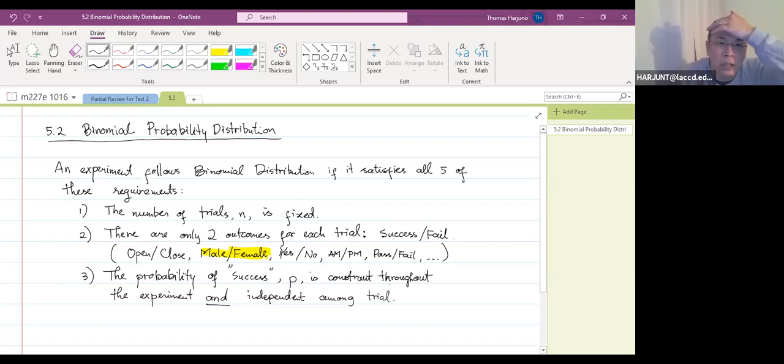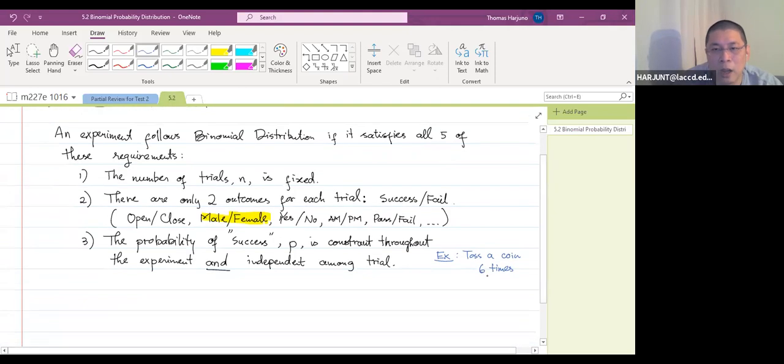Now, before I finish this, the other two requirements, let me give you one example of binomial distribution. One example is, for example, I toss a coin, let's say 6 times, and then we want to observe the number of tails. Now this 6 times is the number of trials. They fix it; we're going to toss it 6 times.